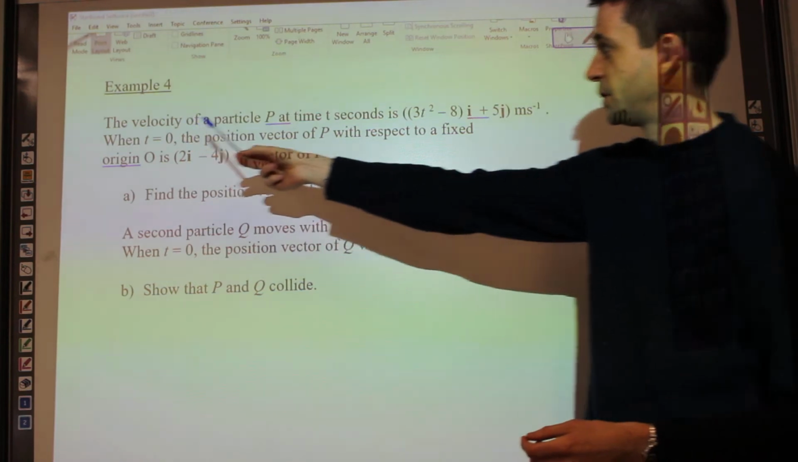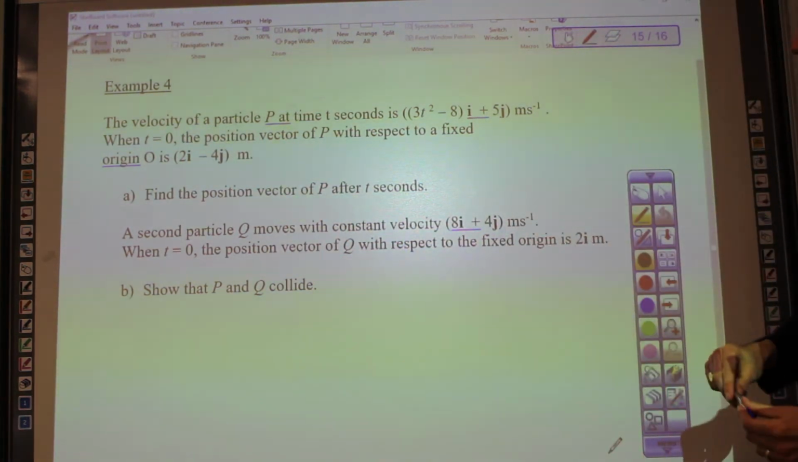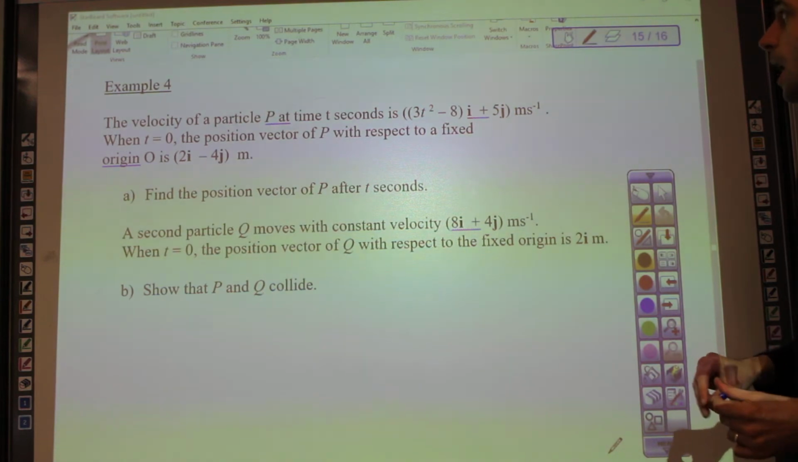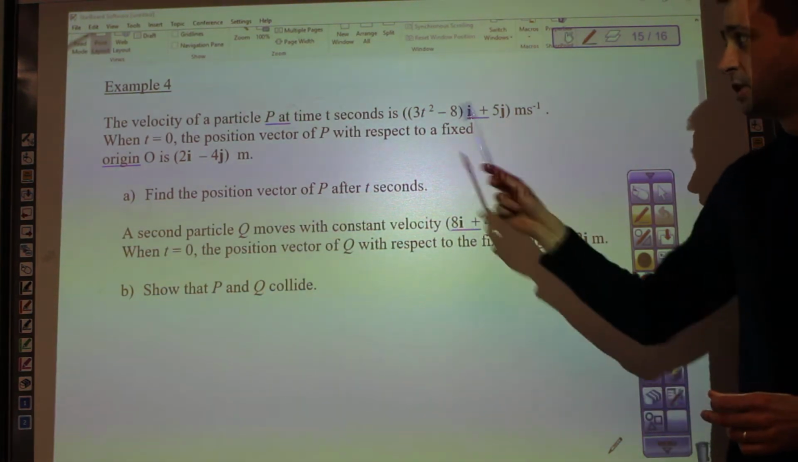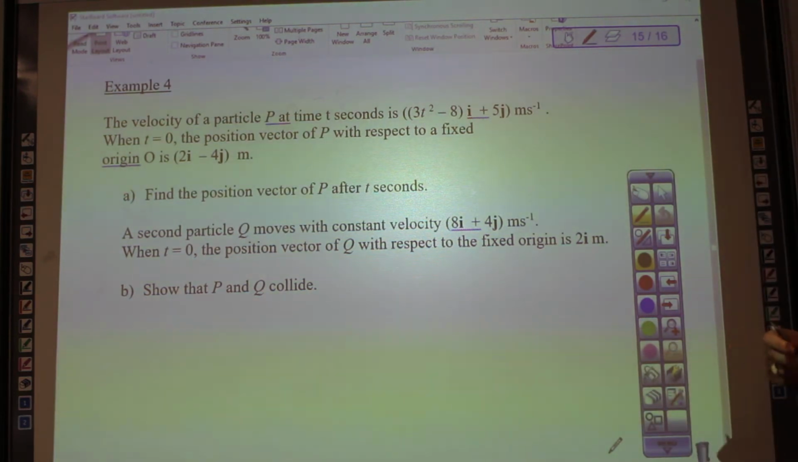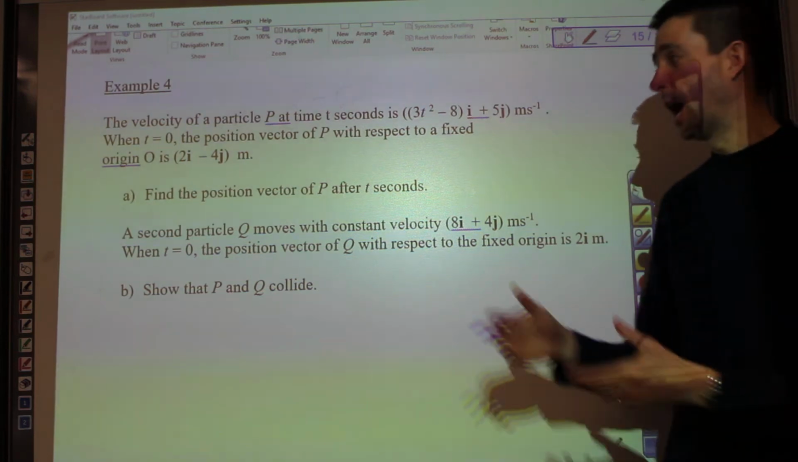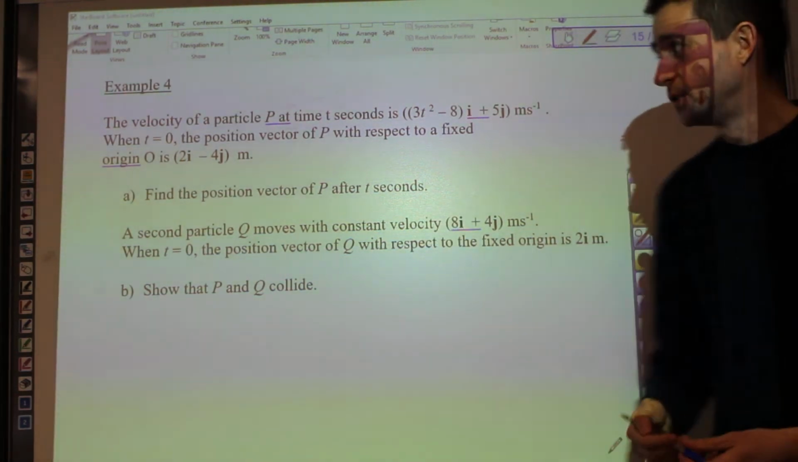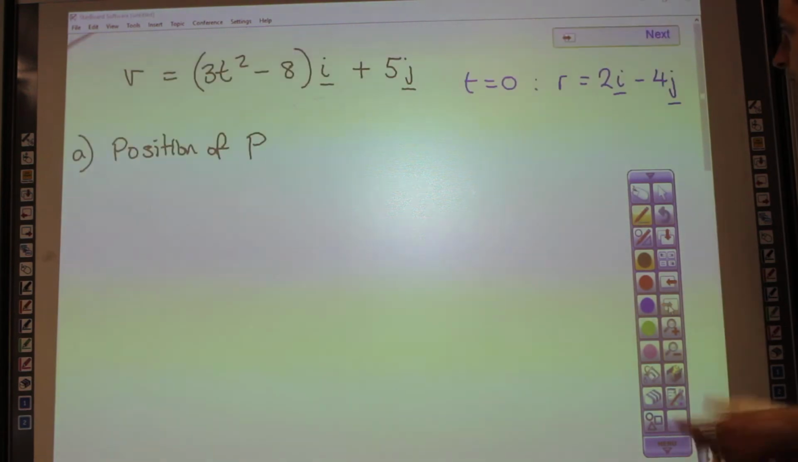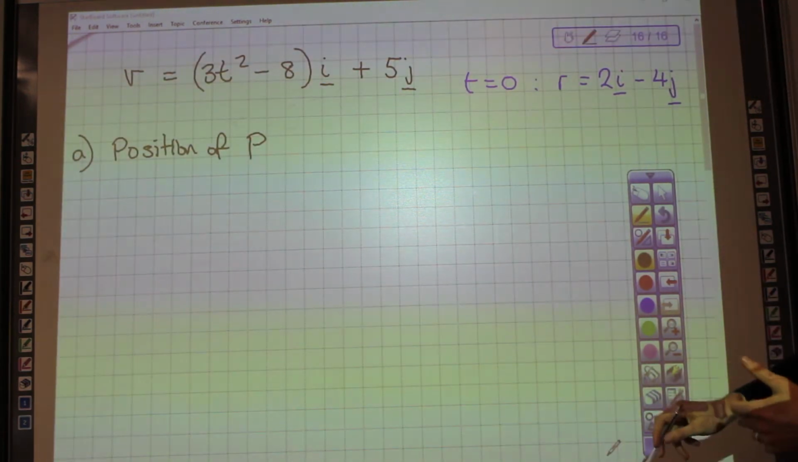We've got that the velocity of a particle p at time t seconds is (3t squared minus 8)i plus 5j. And that when t equals 0, the position vector of p with respect to a fixed origin O is 2i minus 4j. And in part A, I'm being asked to find the position vector of p after t seconds. So I've set up on the next page just the key information, so I'm ready to go.